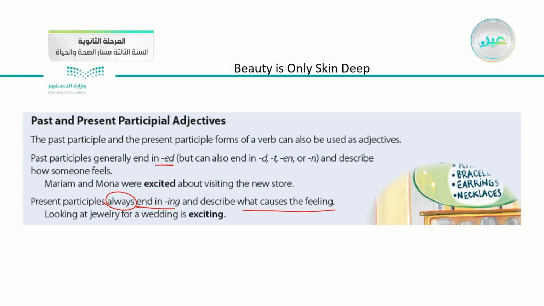So in the first part, we are describing how people feel, and in the second part, with the -ing, we are saying what causes that feeling. For example, looking at jewelry for a wedding is exciting. So this is the cause of our feeling.